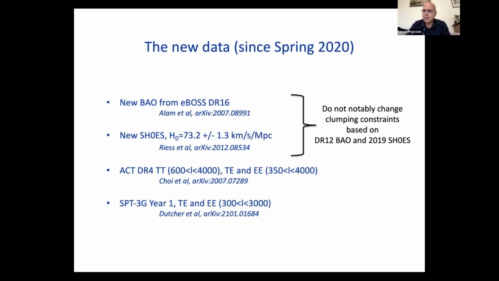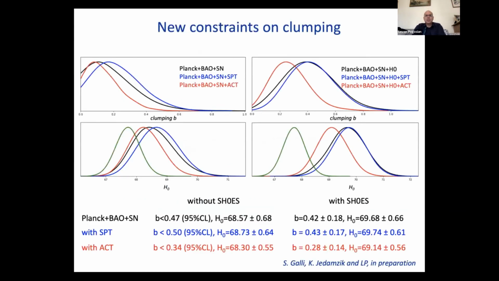So since our paper, some new data came about. There was new BAO data, and the SH0ES value shifted down a little bit, but neither significantly changes any of the conclusions. Notable new data came from ACT and SPT-3G, and they provide higher L spectra. ACT DR4 has TT, TE, and EE, while SPT-3G only has TE and EE. So these are the new constraints.